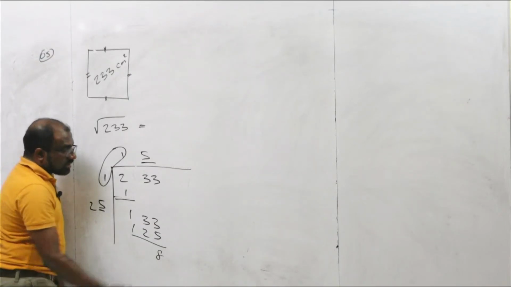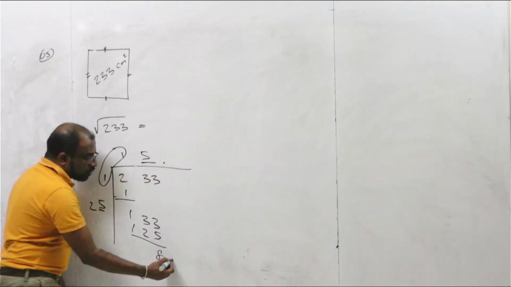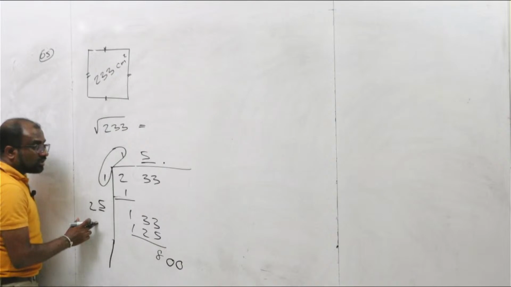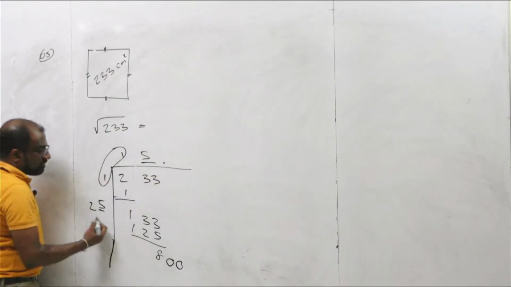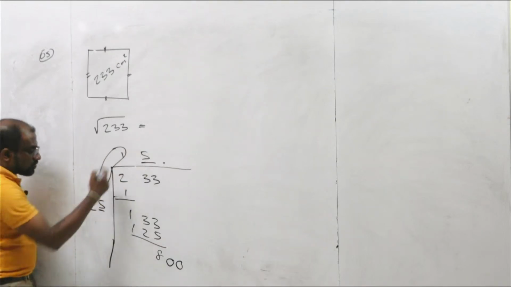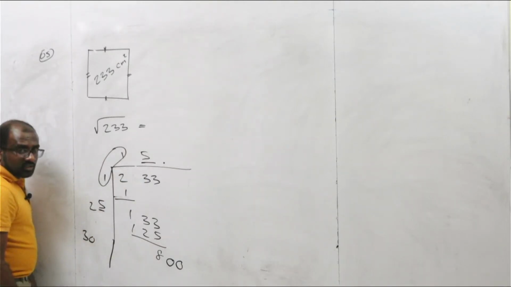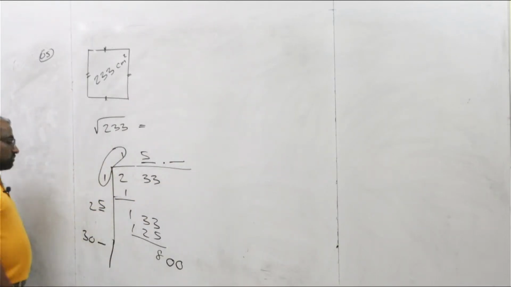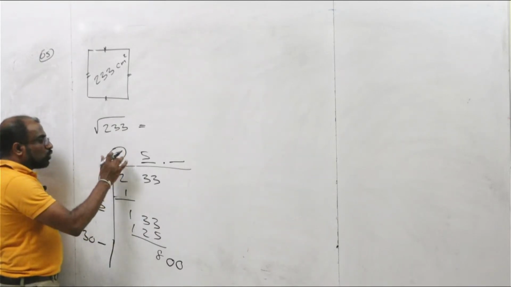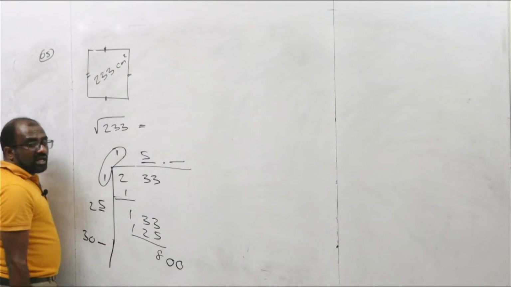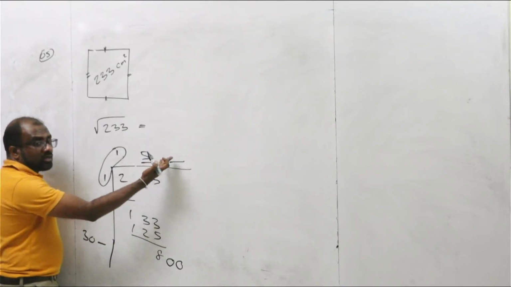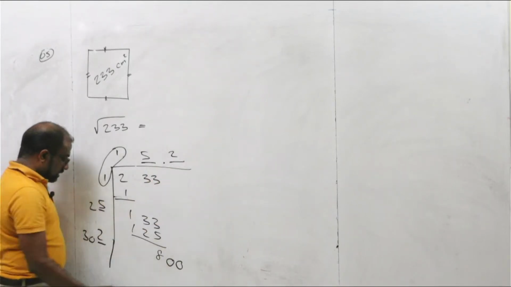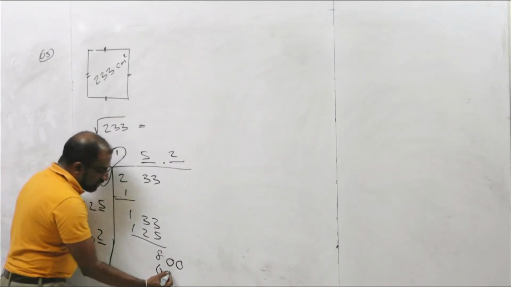Now keep the decimal point and put 2 zeros. Then what number should come here? 25 plus 5 is 30. So 30, then 300 and the same answer. 301 into 1, 302 into 2, 303 into 3 is 909. You cannot subtract that. 302 into 2, 2 times 302 is 604.